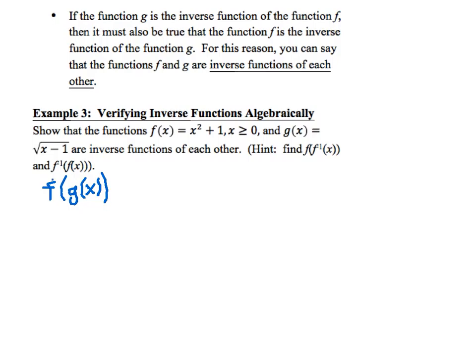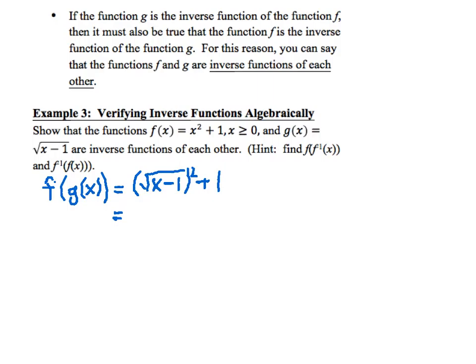When we plug these in, hopefully it equals x at the end. So we take our f of x function, and we're going to take our g of x and plug this in for the x of our f of x. So in parentheses, we're going to have the square root of x minus 1, and that's going to be squared, plus 1.